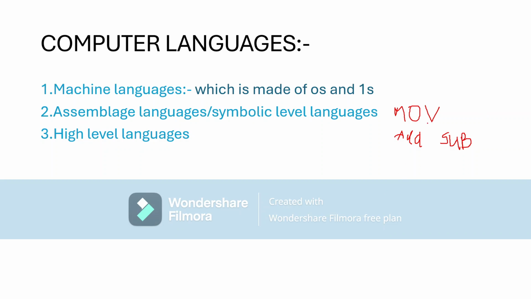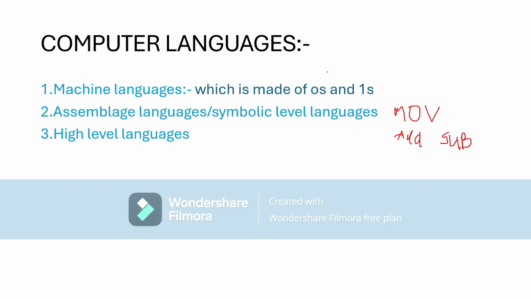The computer can't understand this move, add, sub, so we need a translator. The translator is called an assembler. That assembler translator converts this program into machine level language. In machine language there is no translator because it already exists in machine level language. But in symbolic level languages we need a translator, called an assembler, that translates a program into machine level language.